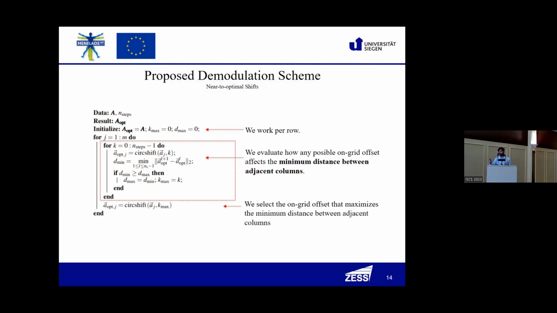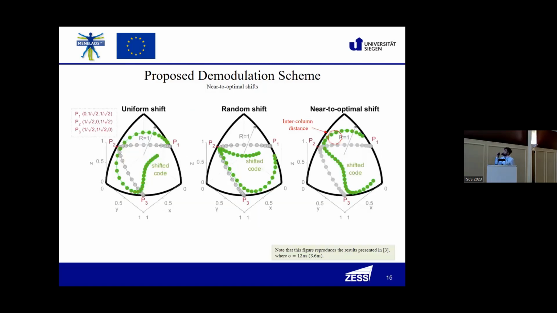So we have introduced 10 sub-steps in each element of the binary code. We check which one maximizes the intercolumn distance, and the matrix is the result of this time shifting. Here is the representation of the codes in the 3D hypersphere. The gray one is the codes without shifting. The green one is the one that we shift.